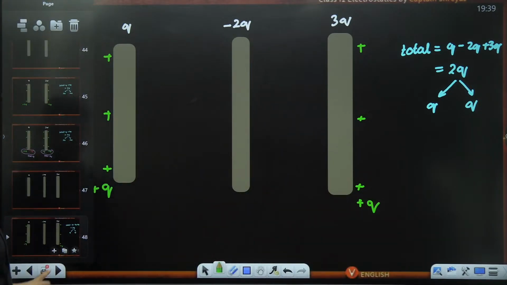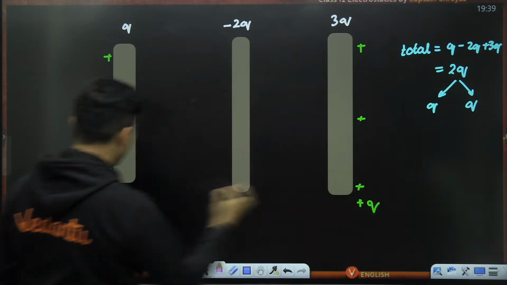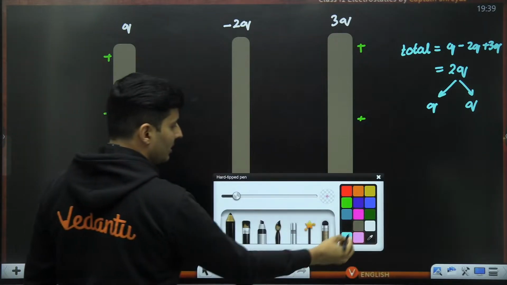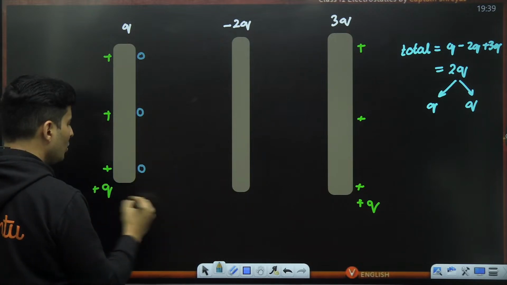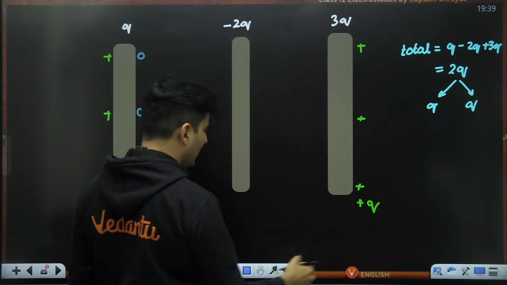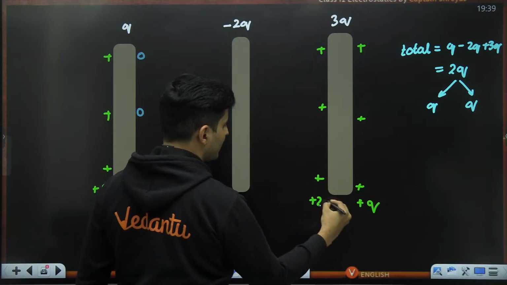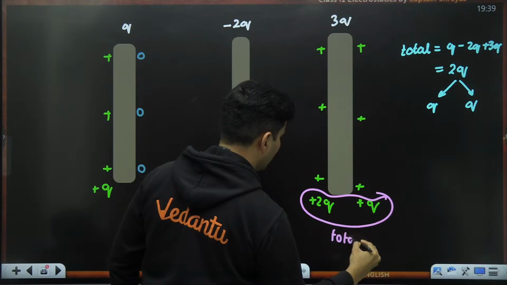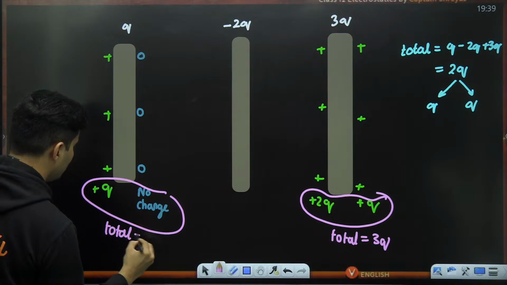Now start using charge conservation. If this is plus Q, it's obvious that over here Q charge has already been taken care of, so 100% this part will have no charge. So this will be 0. Same thing over here, plus Q. This is 3Q, so on the inner side this should be plus 2Q, so that their total is 3Q. Here, as you can see, the total is just Q.